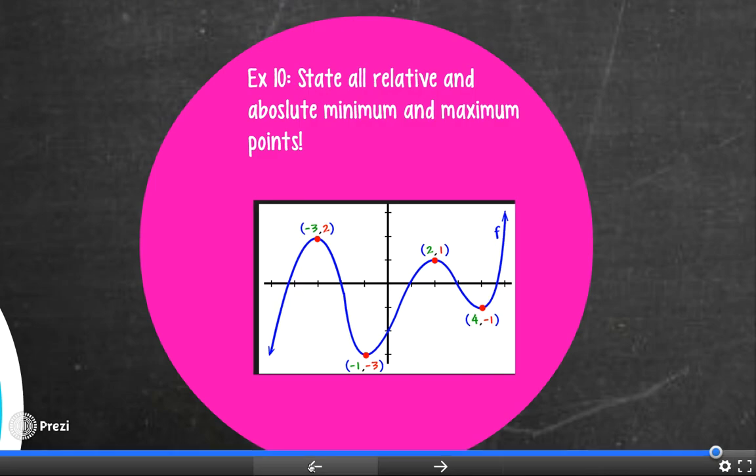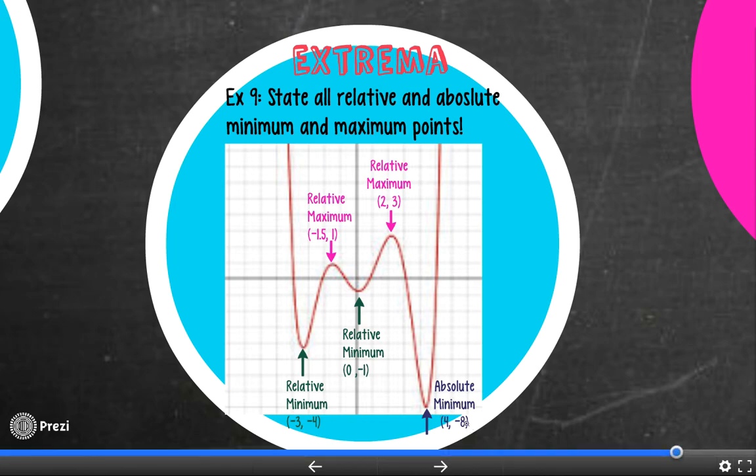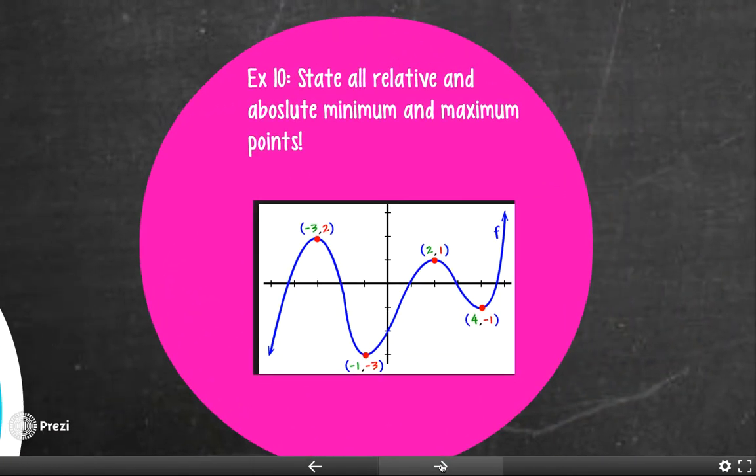So on this one, I wanted to make one comment actually. If you see here, it is okay to have more than one relative maximum and more than one relative minimum. And it is okay to have just one absolute minimum or maximum. You can't have more than just one. The graph is either going to reach a highest point or lowest point, but sometimes it never reaches it. So let's talk about it on this graph. I'm going to work my way from left to right and let's see what happens.